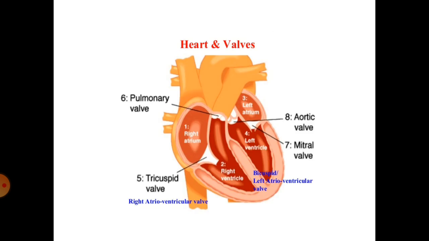So this slide shows the heart and valve diagram. In previous slides we discussed that the heart has 4 chambers. In that we have many valves in the heart. That is the pulmonary valve, tricuspid valve, aortic valve and mitral valve, the bicuspid valve. So these are the heart valves.